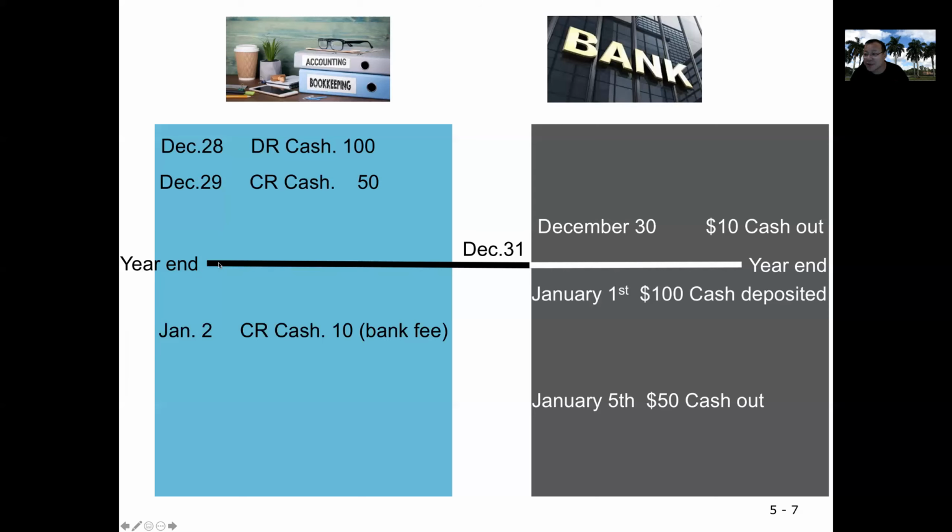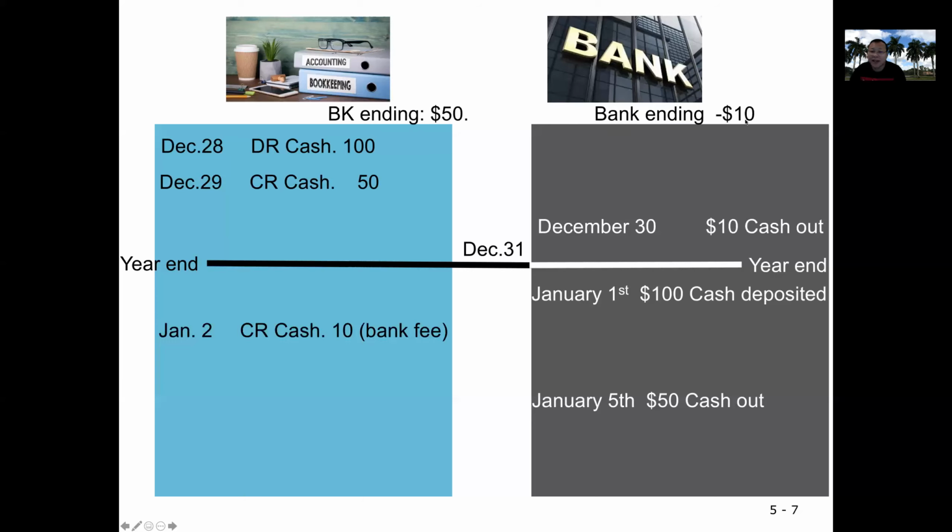At the year end, December 31st, according to the book, I have a cash increase of 100, a decrease of 50. So according to this book, the balance of the cash should be 50, 100 minus 50. What about the bank? According to the bank, the only transaction is a cash decrease of $10 before the year end. So according to the bank, the cash balance should be negative 10. So according to the book, my cash balance should be 50, but according to the bank, the balance should be negative 10. You see these two numbers do not agree with each other. Therefore, we have to do a bank reconciliation.